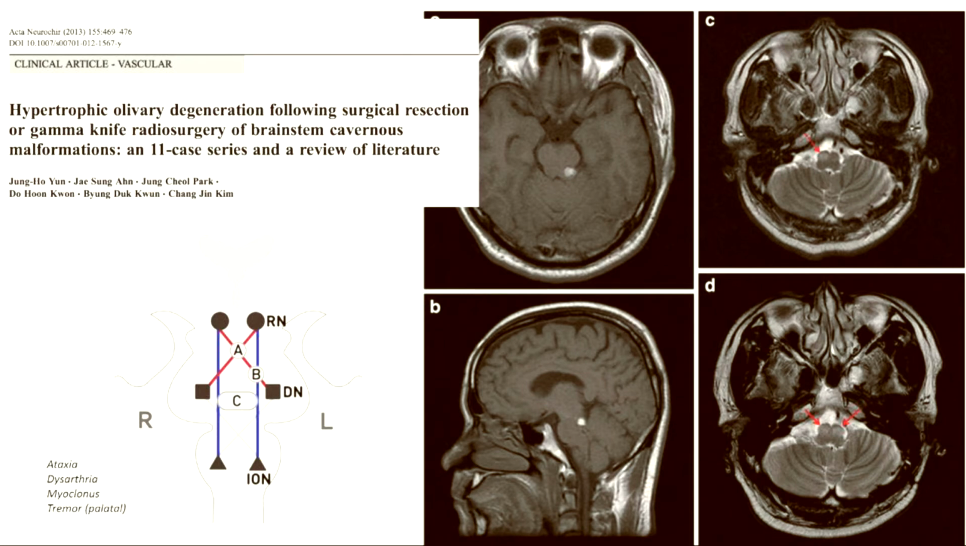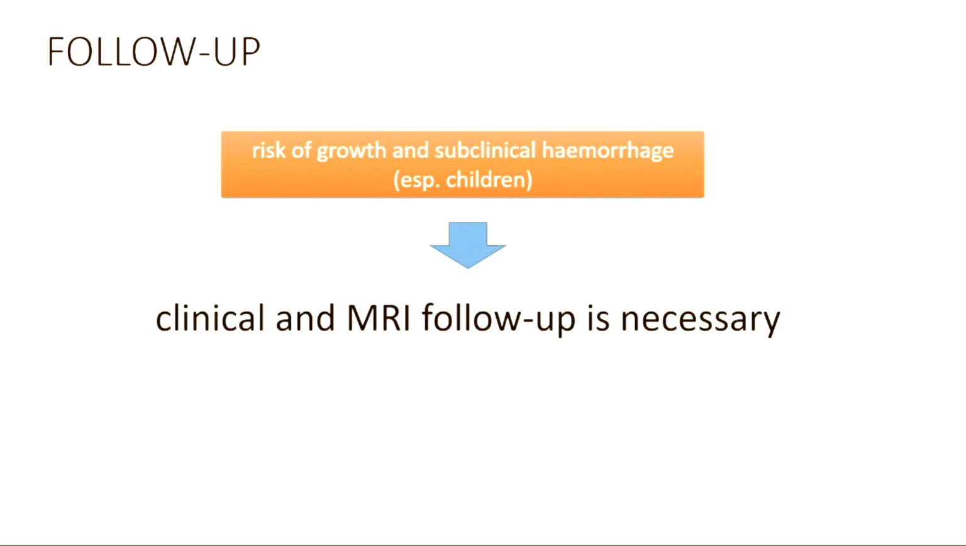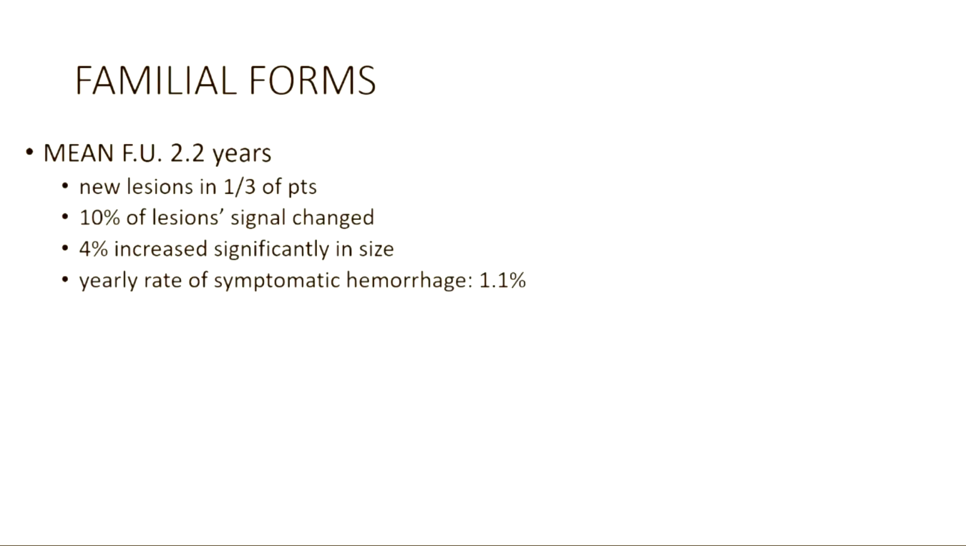So, given the risk of growth and subclinical hemorrhage of these malformations, especially in children, follow-up is important. Clinical and radiological follow-up is very important, especially in familial forms that are a dynamic disease. The evaluation of relatives at risk is also very important. It should be done with molecular genetic testing and obviously with brain and eventually spinal cord MRI.